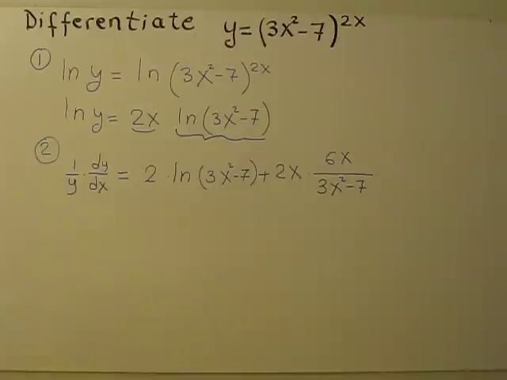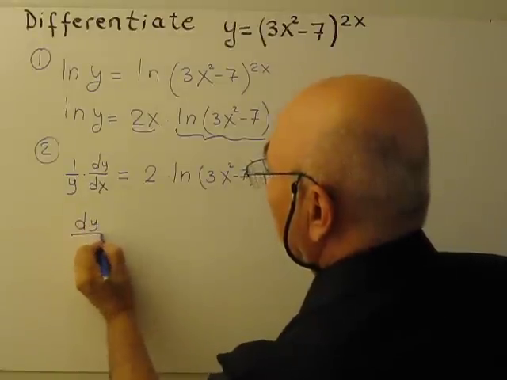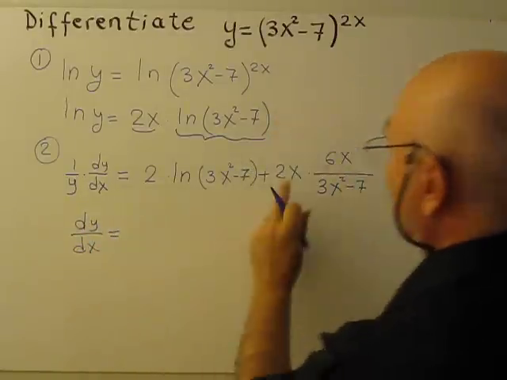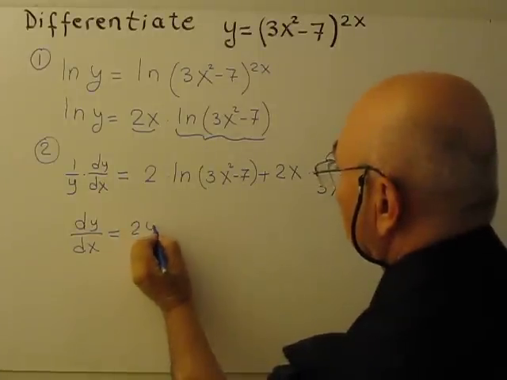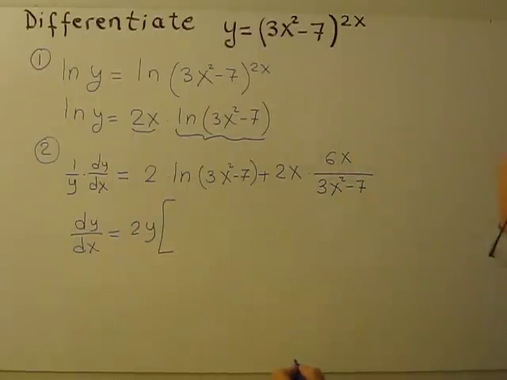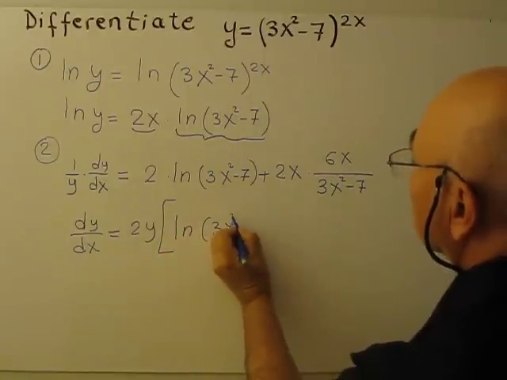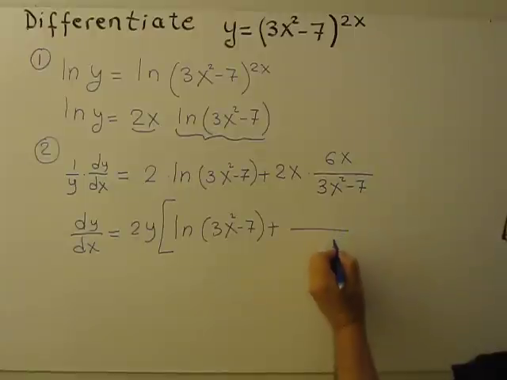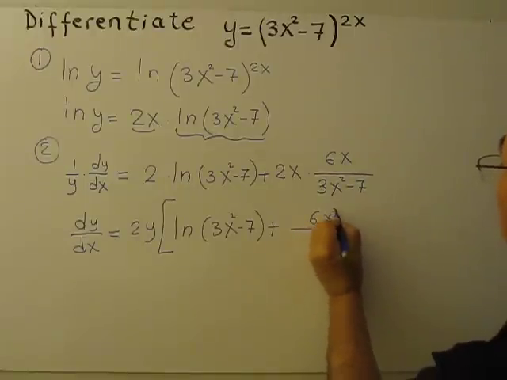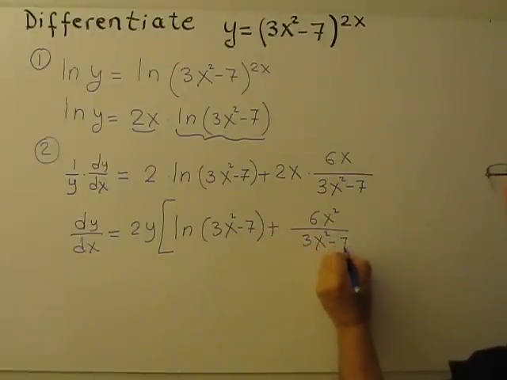Second step, we have to get rid of this y. So I multiply both sides by y, and also I can factor out this 2. So 2y times ln of 3x squared minus 7, plus, this becomes 6x squared, so I multiply these two, over 3x squared minus 7.